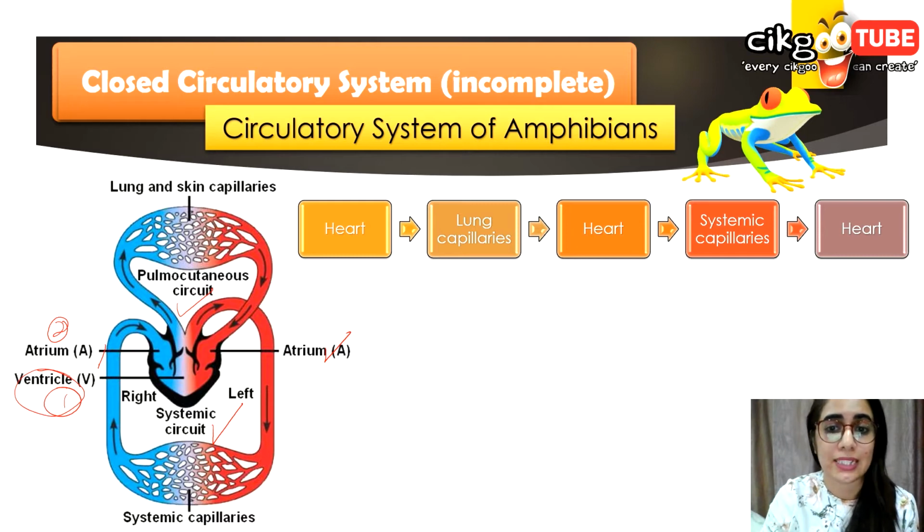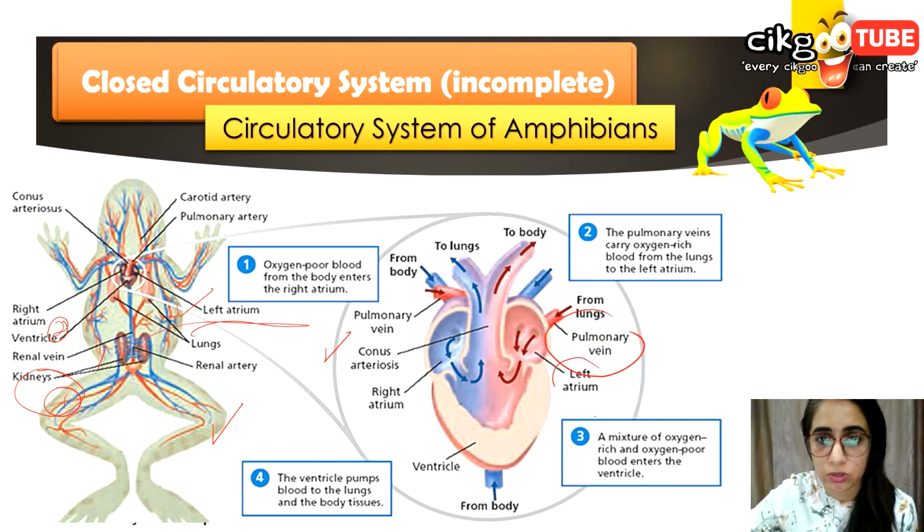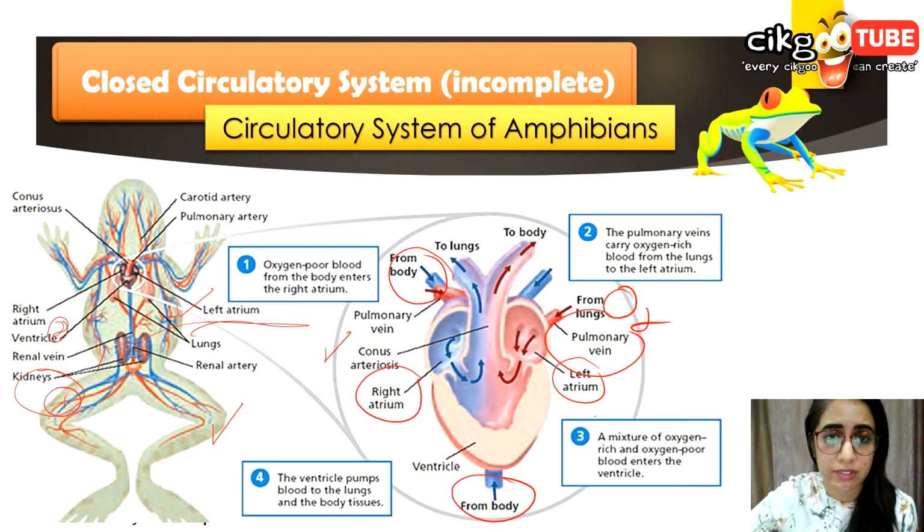Alright, now let's look into the bigger picture. How is the flow? First, oxygenated blood from the lungs flows through the pulmonary vein and into the left atrium. So here, pulmonary vein, into the left atrium. So this is the oxygenated blood. Deoxygenated blood is transported from the body, through the vena cava, into the right atrium. So this one is the deoxygenated blood, and this is the oxygenated blood.